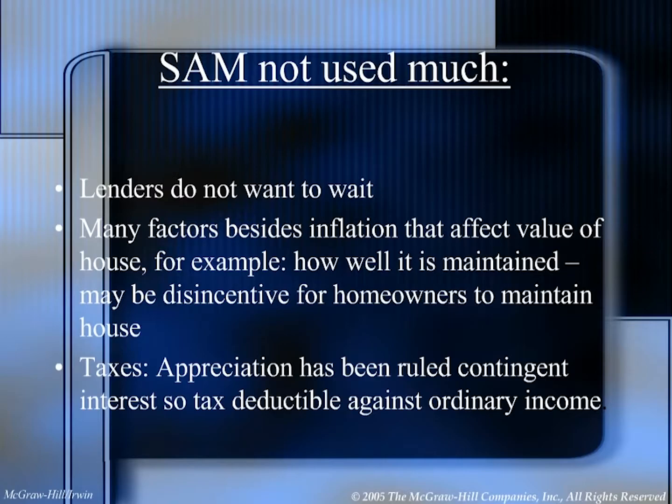And the mortgage becomes so linked to the particular property and its appreciation that it would be harder to resell. There are so many other factors: how well is the home maintained, how well does the town maintain itself, does anything happen in that town, in that area, and so forth. Taxes: the appreciation has been ruled contingent interest, so the tax is deductible against your ordinary income as far as that goes. But they haven't been very popular.